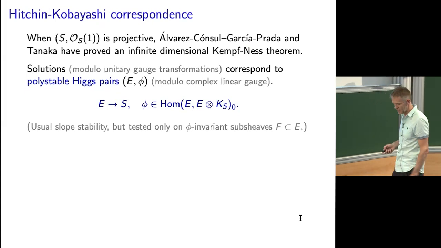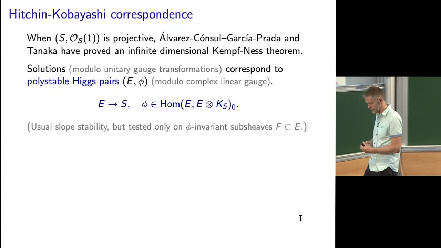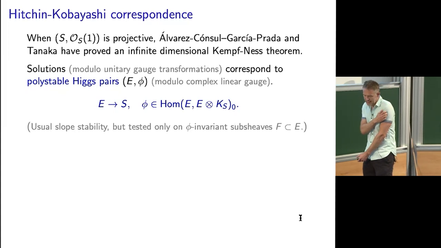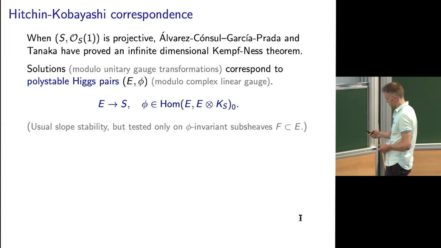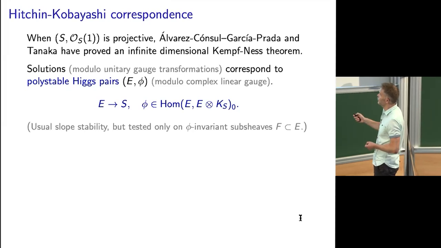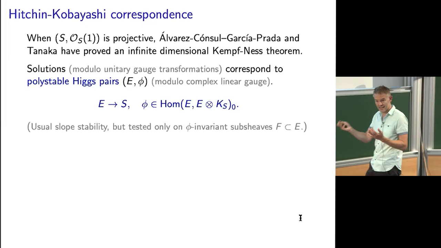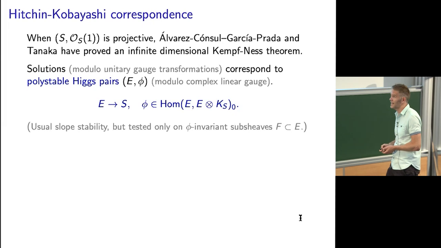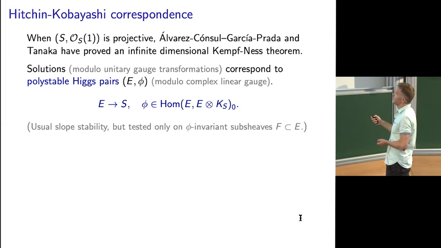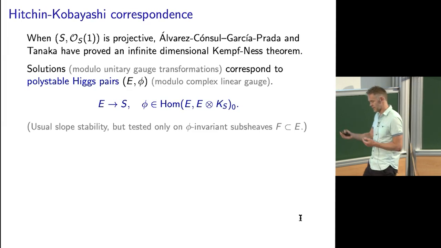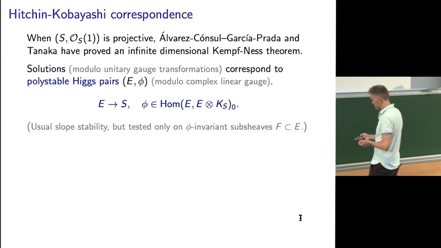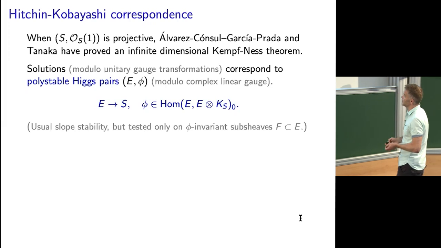Okay, and the stability condition is the same slope stability that we used in the first lecture, except this Higgs field here modifies it so that instead of testing via all sub and quotient bundles of E and testing their slopes, as we did in the first lecture, you only take those invariant by phi. So you take phi invariant subbundles of E and you check that the slope is less than the slope of the quotient. And that's the stability condition.